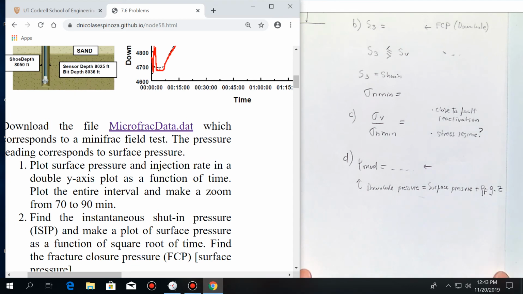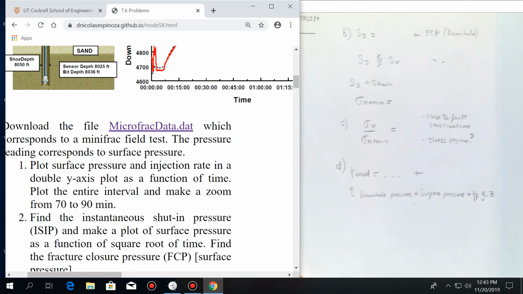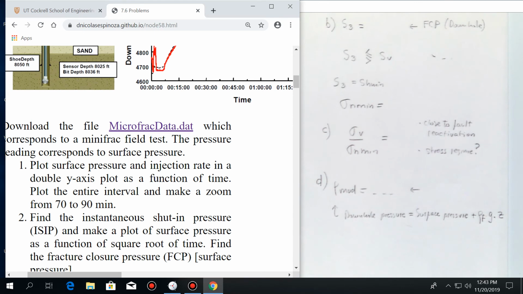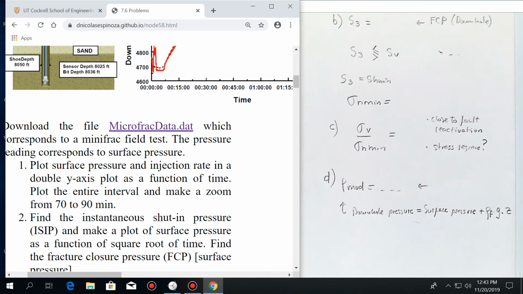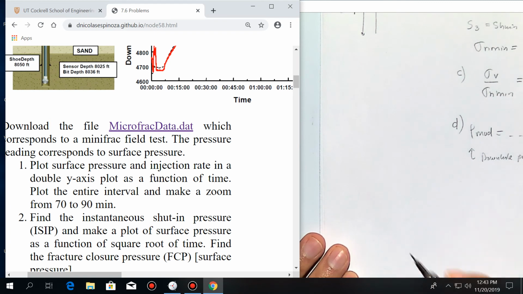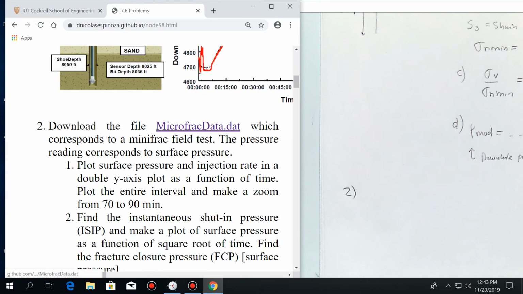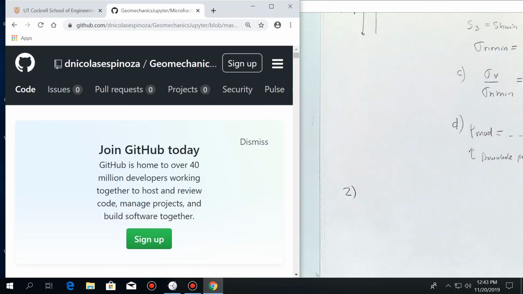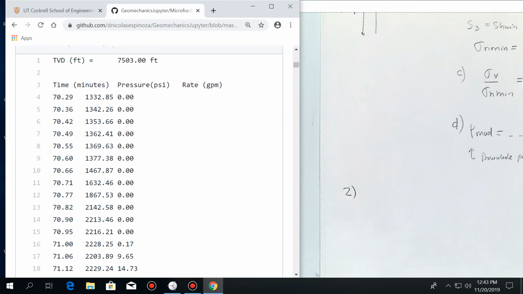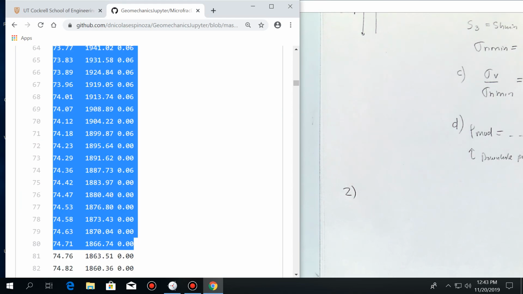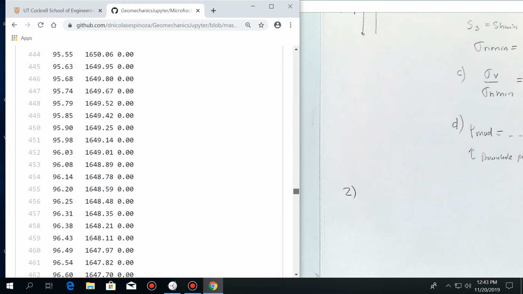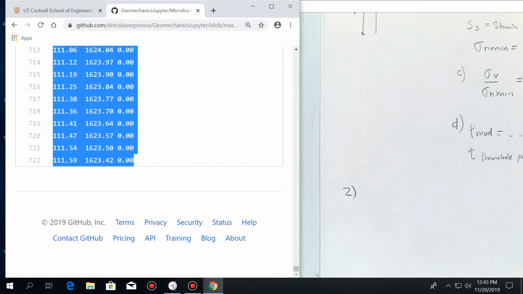Okay, any question about this problem? No? Let's go to number 2 then. For problem number 2, you have to download this file and plot the pressure and injection rate as a function of time. So let's see if I can do this quickly.